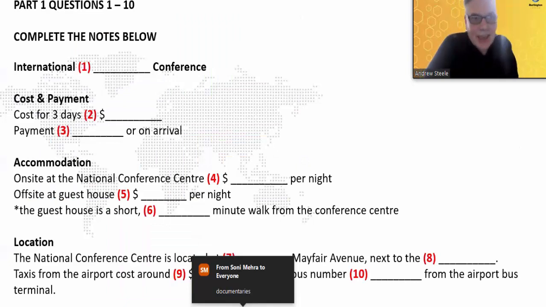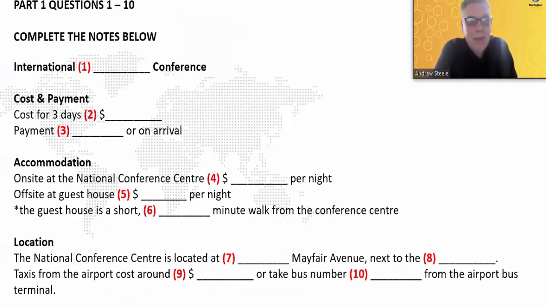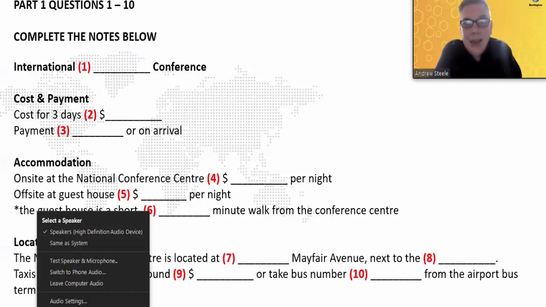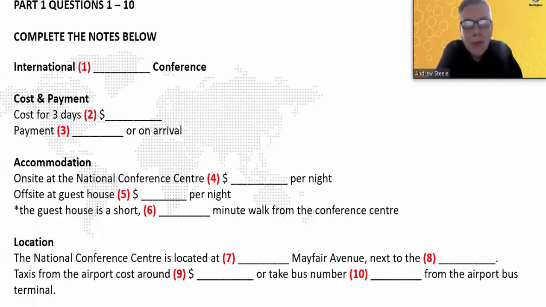So let's have a look at an example here. And this is a note completion exercise taken from a listening test that I've come up with. So what we need to do here is, first of all, just by looking at it, what's it about? What is this all about? Can you type your answer into the chat box now, please? This listening, what's it all about?